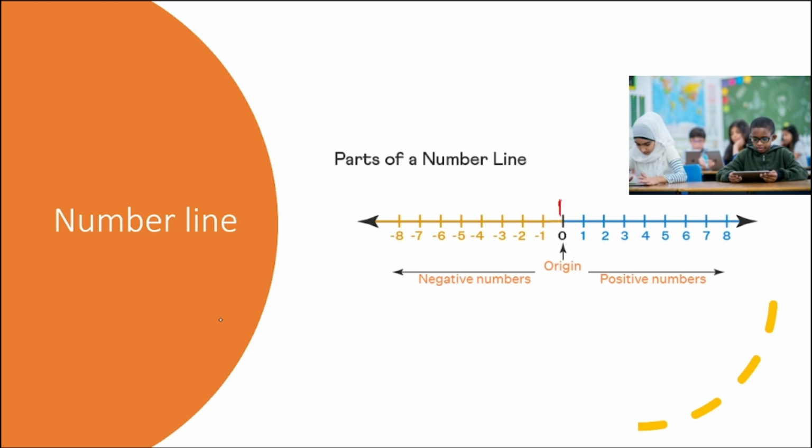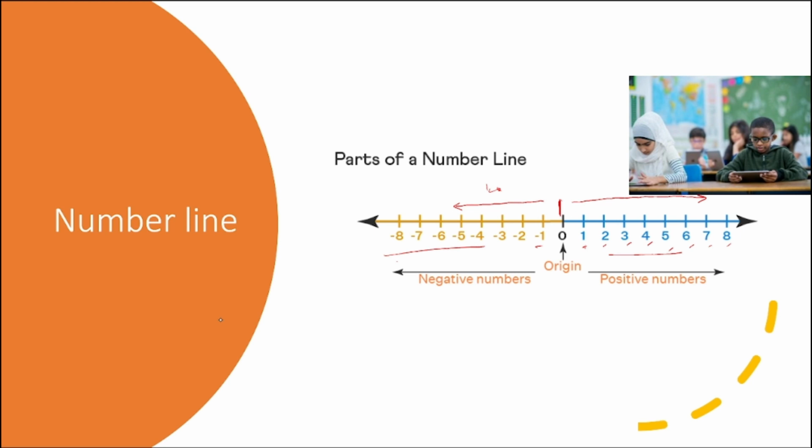This is your 0, it is called the origin. If you move to the right, the number is increasing: 1, 2, 3, 4, 5, 6, 7, 8. And when you move to the left side of 0, the number is decreasing: -1, -2, -3, -4. So these are the negative integers. These are positive integers.